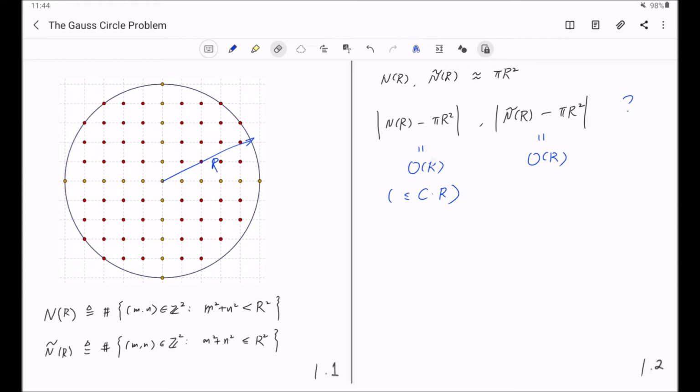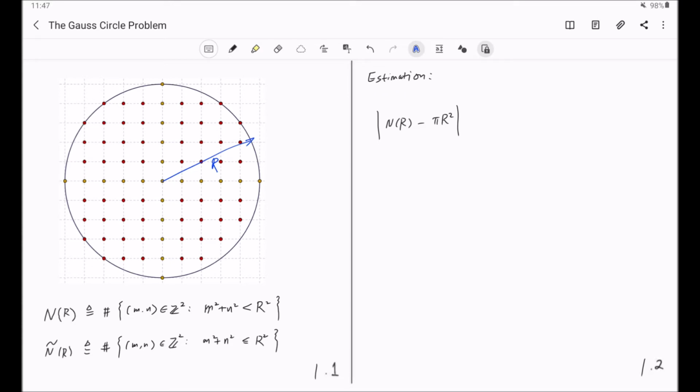First, let's just focus on the first guy, namely the difference between pi r squared and the points that lie inside the circle, excluding the points on the perimeter of the circle. So let's try to give this an estimation. The method we use for this estimation is very classical in mathematics. In order to count the points in the region, we are going to divide this region into some small blocks, where each block contains precisely one point, and each block has the same area. So instead of counting the number, we are going to count the total area of those small blocks.